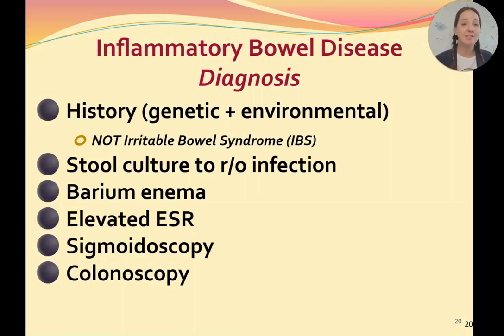So if you are diagnosing this, just so you understand what a provider is doing, it's genetic plus environmental. So most likely somebody in your family has had it or has had something similar. A stool culture is indicated to, what is R/O? Rule out infection, because if this is an infectious process, we can treat that easy. But if there is nothing that comes up on that stool culture, then we are probably getting closer to an IBD diagnosis. The barium enema could be helpful.